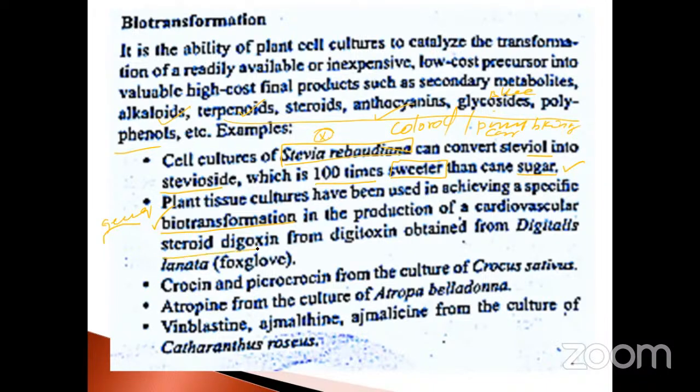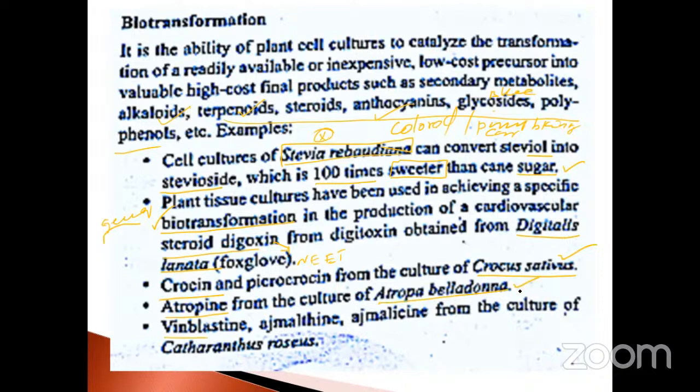In the production of the cardiovascular steroid digoxin, see the steroid digoxin from digitoxin obtained from Digitalis lanata. Okay, this is also one of the NEET ideas. The digitoxin is isolated from which plant? Another one is crocin. Take an example, crocin and picrocrocin from the culture of Crocus sativus. This is one of the plants. Atropine from the culture of Atropa belladonna.